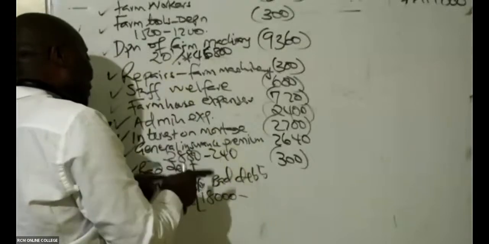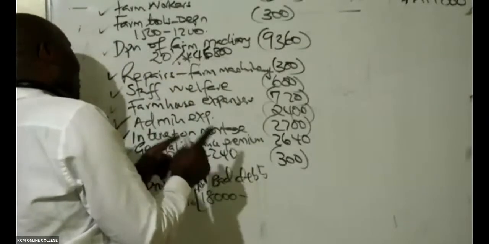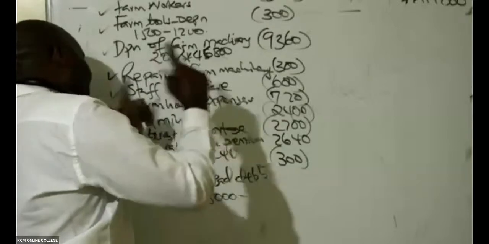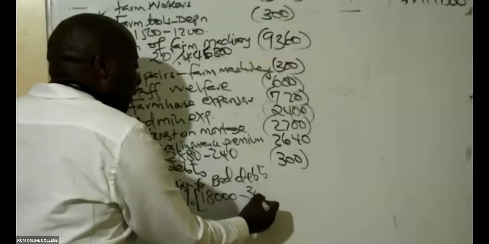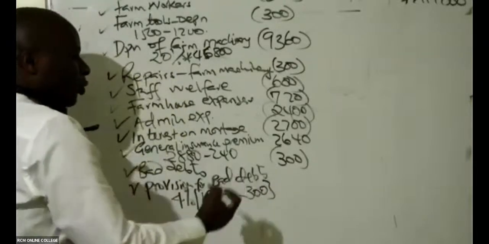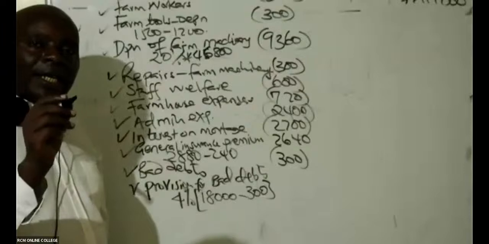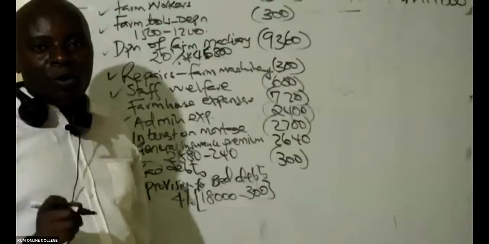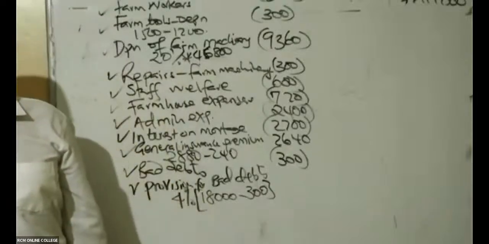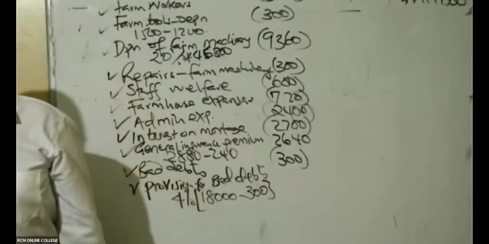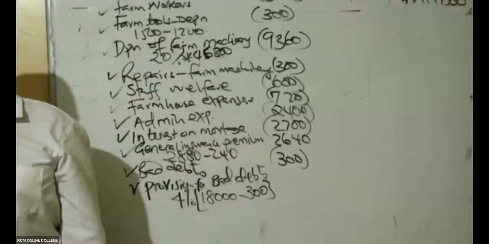net of any bad debts. Very many people will forget to net off the bad debts. Once bad debts are written off, they must be deducted out of this. So it will be 4% of the net receivables.